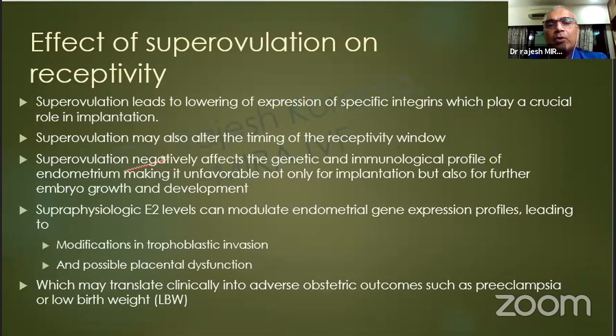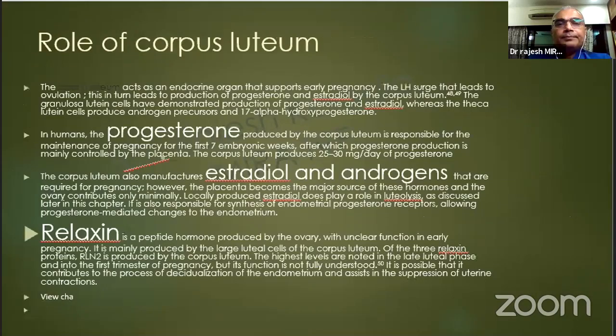And supraphysiological E2 levels can modulate the endometrial gene expression profile, which leads to modification in trophoblastic invasion and possible placental dysfunction. And because of that, a lot of perinatal problems keep happening when there is a supraphysiological level of E2, which commonly happens when you are doing fresh transfer. And this is translated clinically into adverse obstetric outcomes such as preeclampsia or low birth weight.